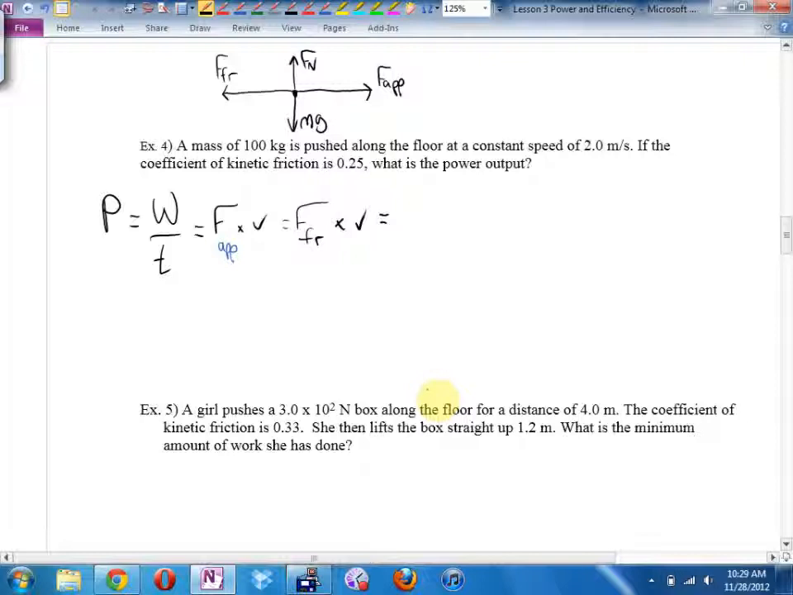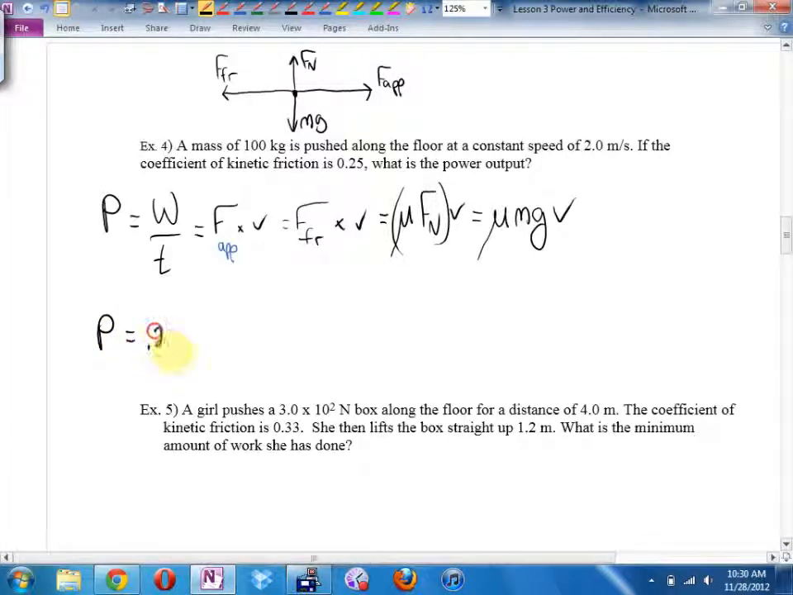Sorry, what did you say friction was? Mu times the normal force. I don't know the normal force. But look, I know another force the same size as the normal force. So here we have it. Mu mg v. That's how much power this person must generate if they want to keep this object moving across the floor at a constant speed.